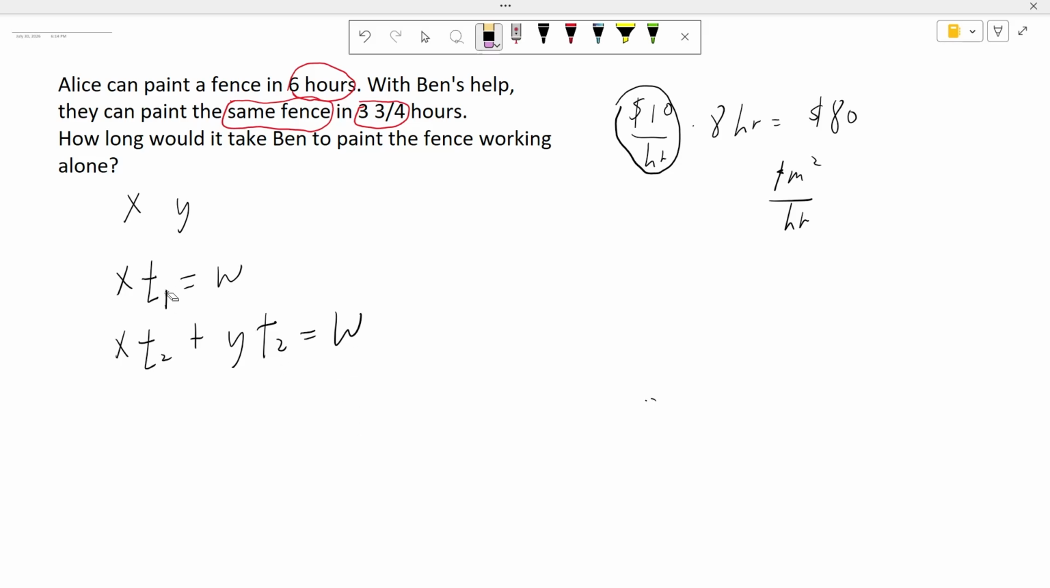So we know what T1 and T2 are. T1 is simply 6 hours, and T2 is 3 and 3/4 hours. That is called a mixed number, and what it means is 3 plus 3/4. So we want to combine them into a single fraction, so you know how to do that. This becomes 15/4.